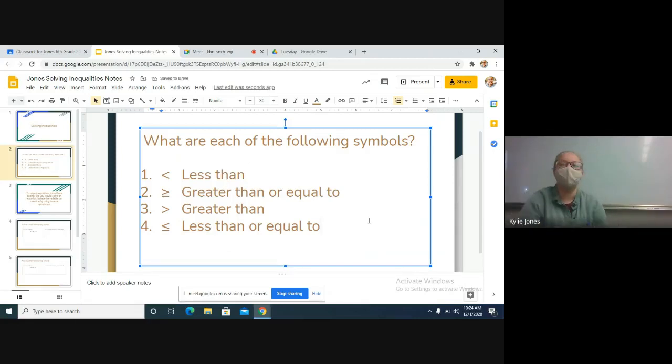Less than. Any number needs to be less than whatever is given to you. Greater than or equal to. The number is bigger or equals that exact number. Greater than, it just has to be bigger than it. And then less than or equal to, it can be equal to that number that's given or less than it. Okay, so those are our 4 inequalities. We're going to use those instead of equal signs for the next couple of days.